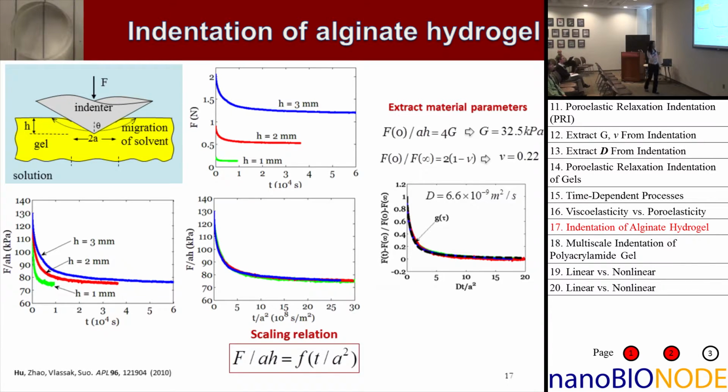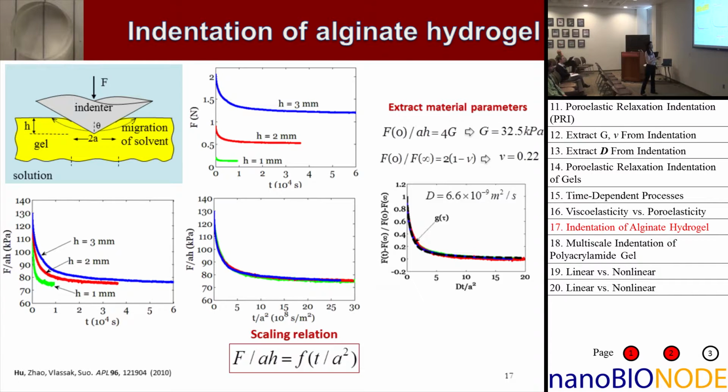So I first normalized this force-time curve by normalizing force by AH. A is contact radius, H is indentation depth. This scales as stress. So you can see clearly these three curves separate. And for larger size of indentation, the relaxation time is longer. It's an indication of size dependence, right?